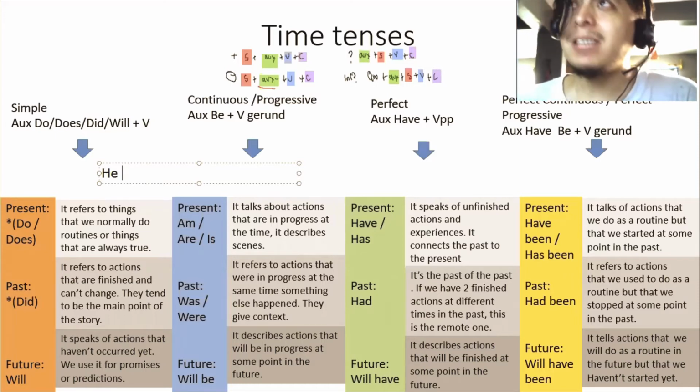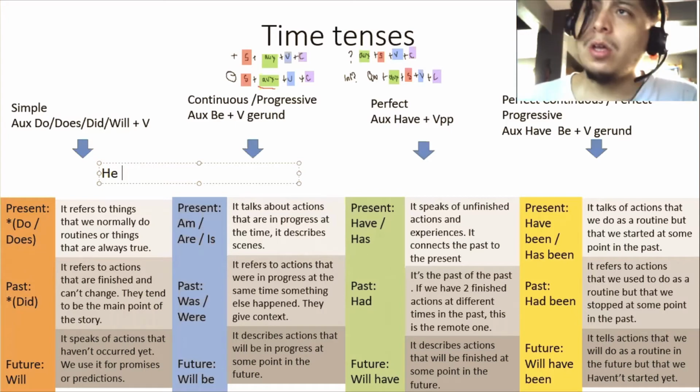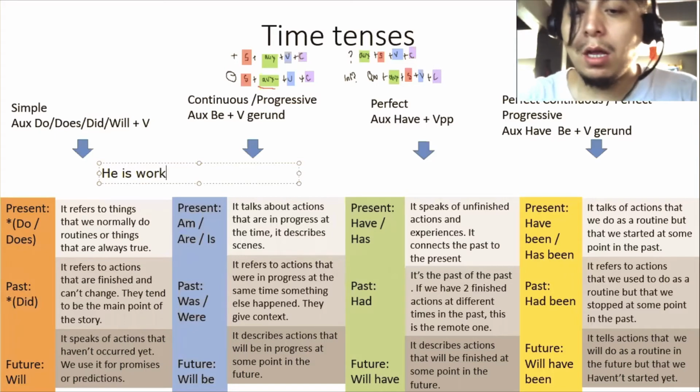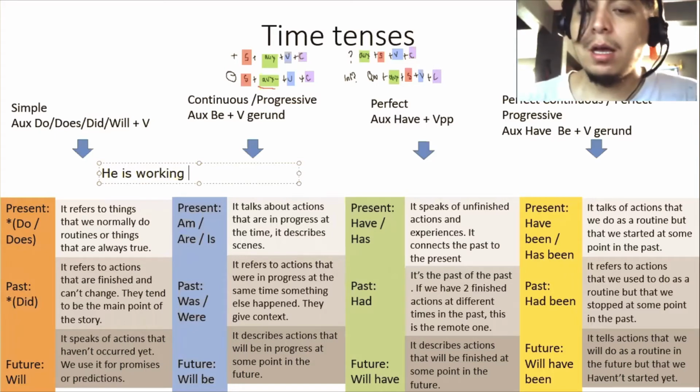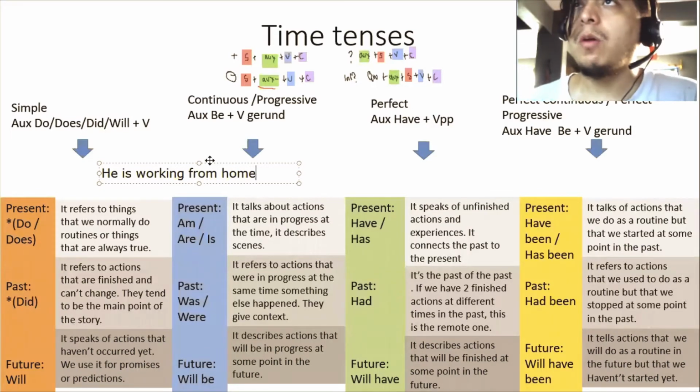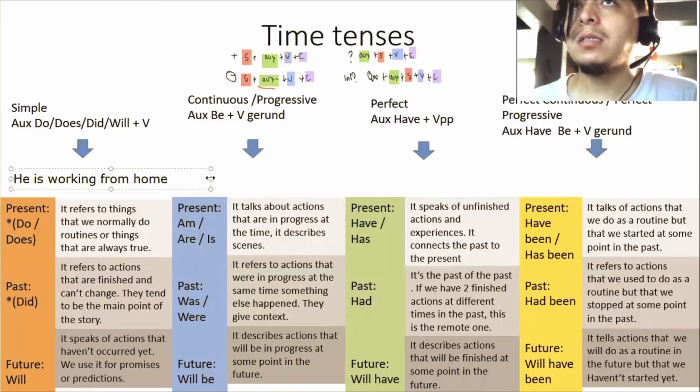The auxiliary is the verb to be, but the verb to be is conjugated in the present. You have them right here. Am, are, or is. In the case of he, is. And then you need a verb in the gerund. He's working from home. So this is your complement. And this is your sentence in the present continuous. He is working from home.